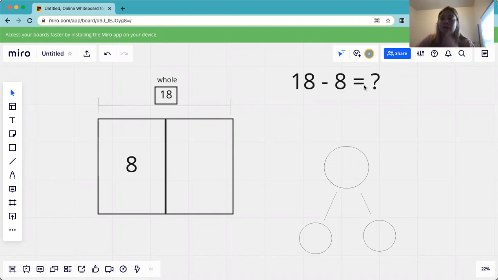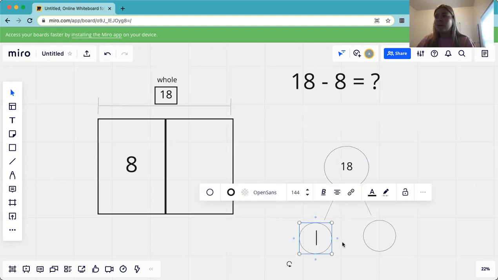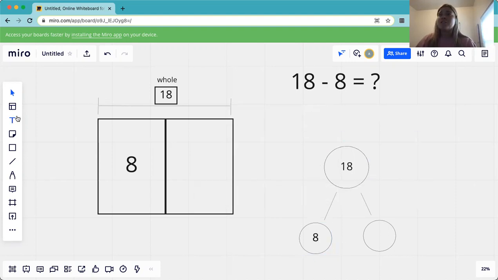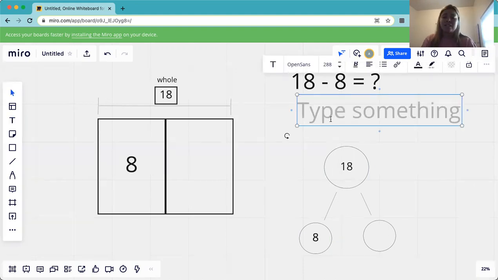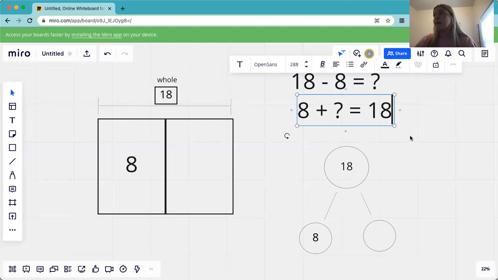All right, so you got your answer to your problem. 18 minus 8 equals, and let's figure it out. The first thing I want to do is I drew my part whole mat just to help me. Again, you can draw pictures if you need. I have my number bond here to help me. My whole is the biggest number here, so I'm going to put my 18. That's my whole. My part that we know of is 8. So I'm going to turn this equation, 18 minus 8, into an addition equation. 8 plus, I don't know yet, equals 18. So we don't know that part yet.